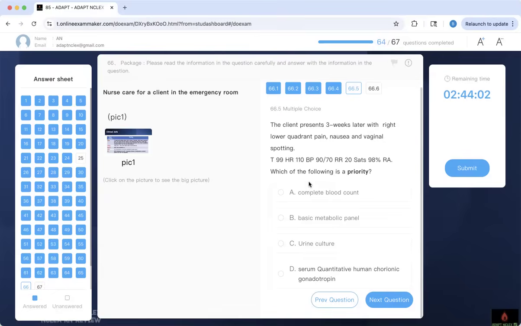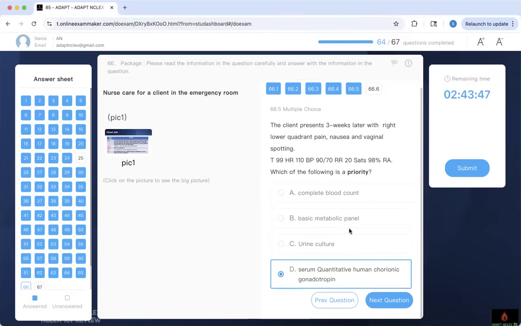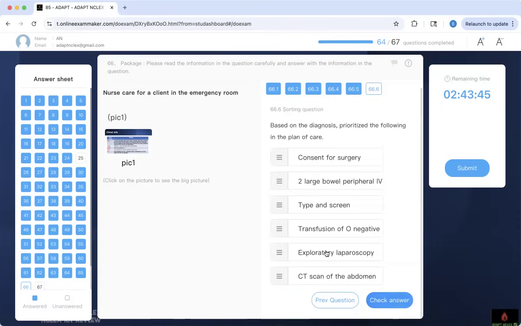What do you want to do? What is your priority for this particular condition? You get a CBC, BNP, urine culture, or pregnancy test. I think we need to know if you're pregnant. Pregnancy test, and that will prove that you may have ectopic pregnancy.